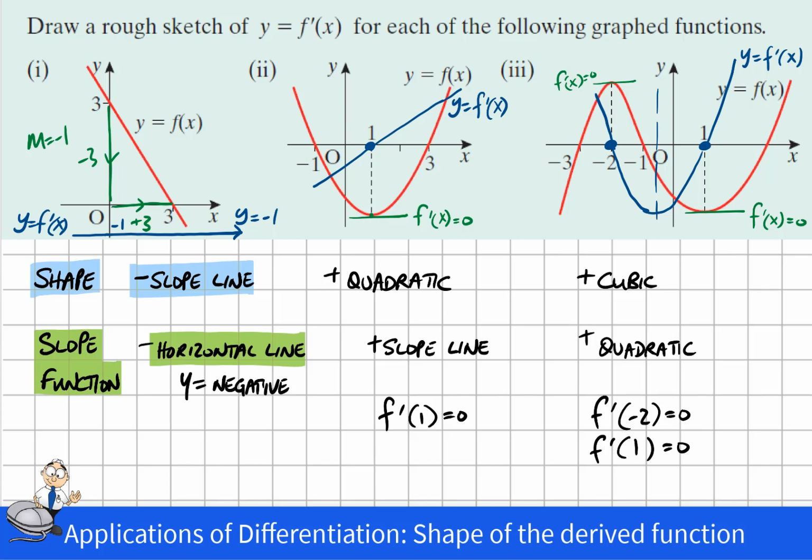So summing up, what we need to know here is that if you differentiate a line with a non-zero slope, the answer is going to be a horizontal line. The derivative of a quadratic will be a straight line, and the derivative of a cubic is going to be a quadratic.